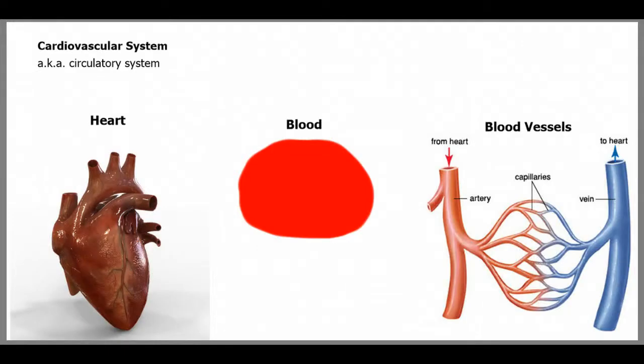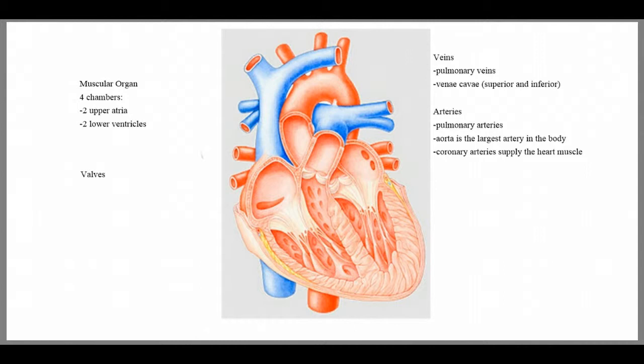I'm going to talk about the cardiovascular system, aka the circulatory system, which includes the heart, blood, and blood vessels. Blood vessels are arteries, capillaries, and veins. The heart is a muscular organ with 4 chambers, 2 upper atria, and 2 lower ventricles.